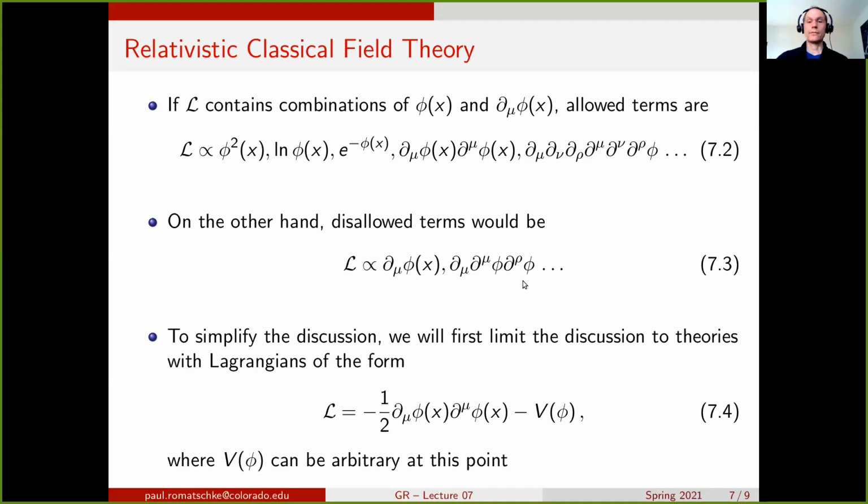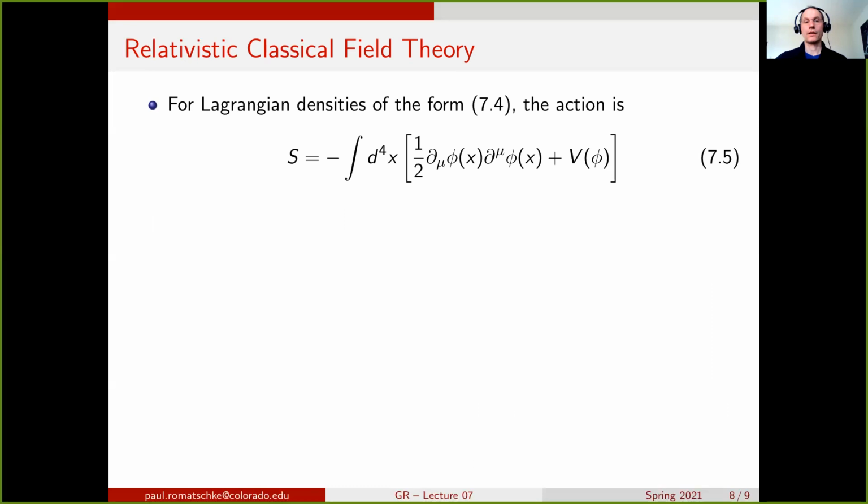To simplify the discussion, we will limit ourselves to theories with Lagrangians that are of, if you want, canonical form. So these are things that have two derivatives, d mu phi, and a potential V of phi, which is simply a function of the field phi and no derivatives. For Lagrangian densities of this form, the action will then be given by S is the integral d4x of the Lagrangian density.